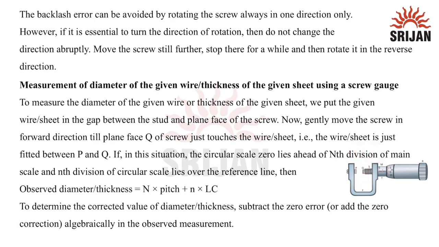If in this situation the circular scale 0 lies ahead of the nth division of the main scale and the small nth division of the circular scale lies above the reference line, then the thickness here would be n into pitch plus small n into least count. Now to determine the corrected value of the diameter or thickness, we subtract the zero error or we add the zero correction algebraically in the observed measurement.